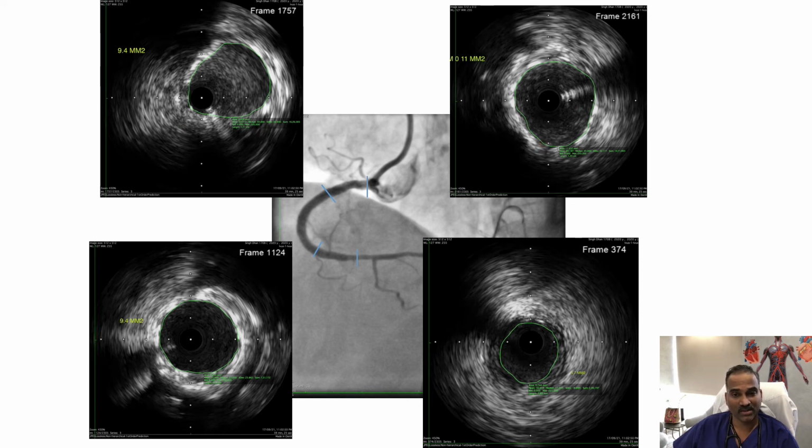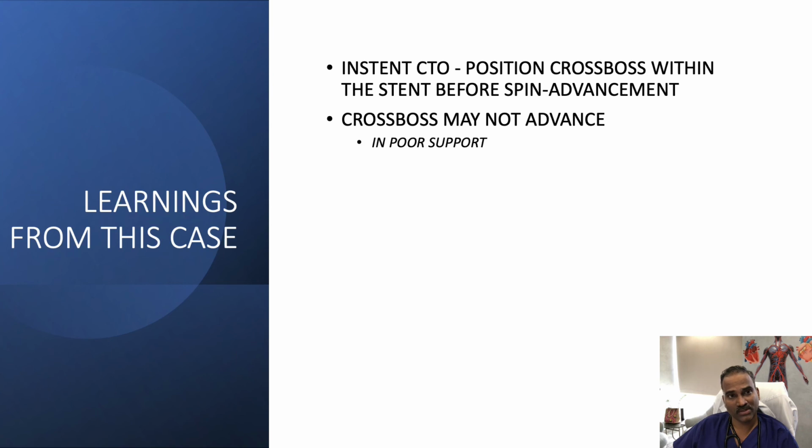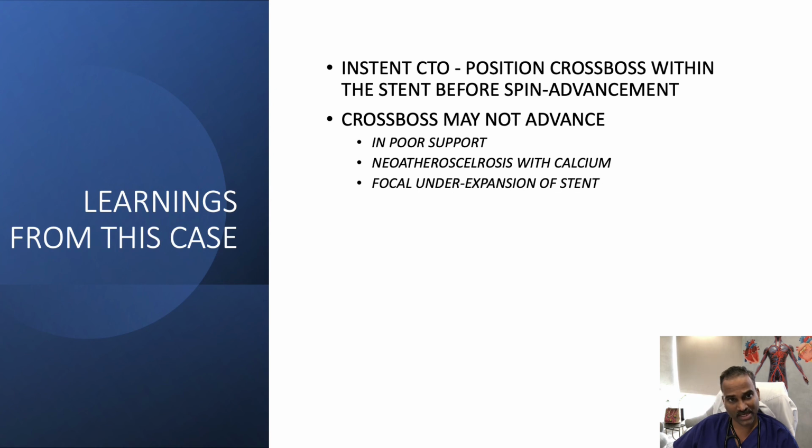So we have got good luminal areas all throughout the stent, which nearly says restenosis chances are very, very minimal. Coming to the learnings from this case, in any in-stent CTO, CROSSBOSS is a good strategy, but position CROSSBOSS within the stent before spin advancement. CROSSBOSS may not advance in certain situations like poor support, or if there is neoatherosclerosis with calcium, or focal under expansion of the stent, which prevents CROSSBOSS advancement.